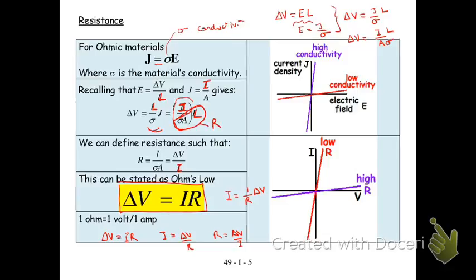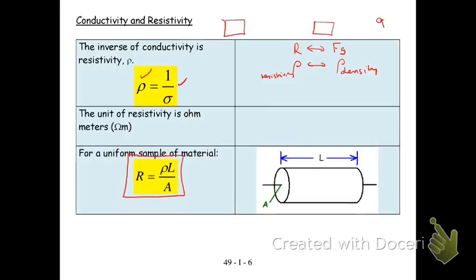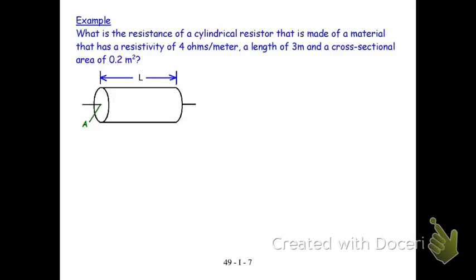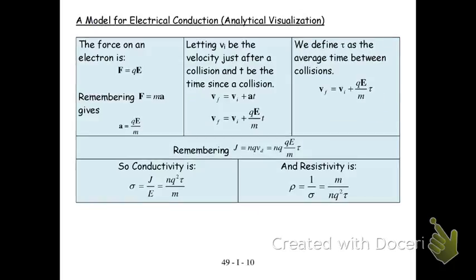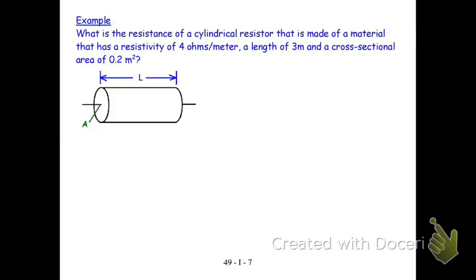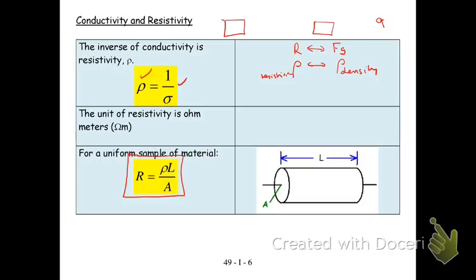So V equals IR, and that's very, very important. What is the resistance of a cylindrical resistor that is made of... Let me just have a quick look. Let's stop there. We've got a minute before the end of class. Let's just stop there.